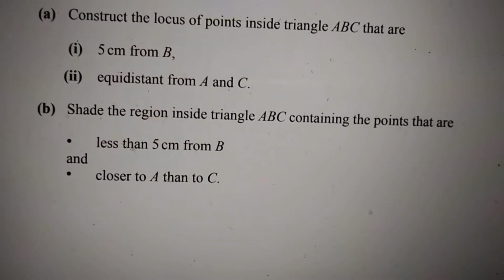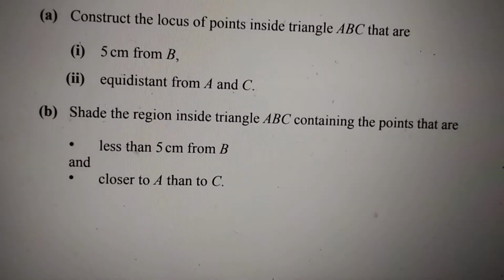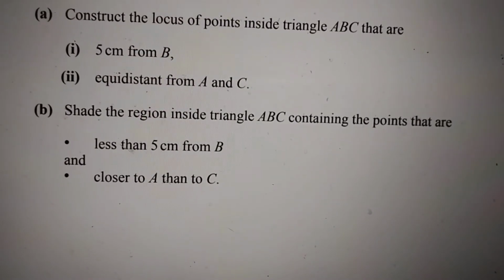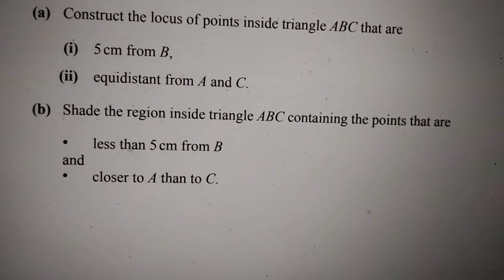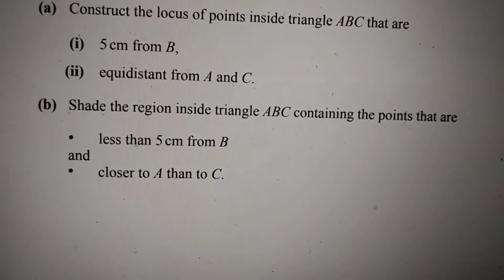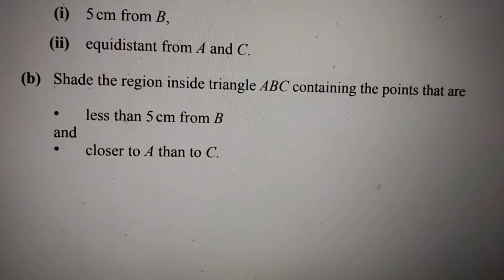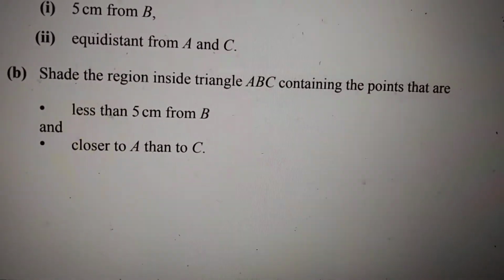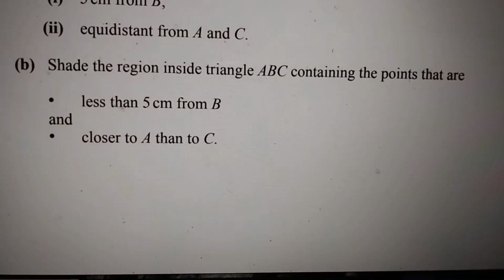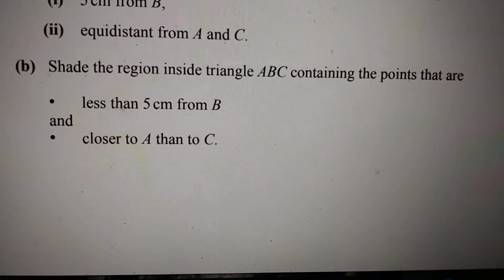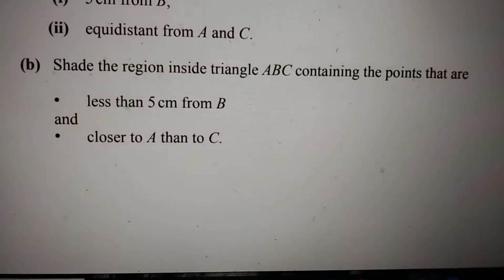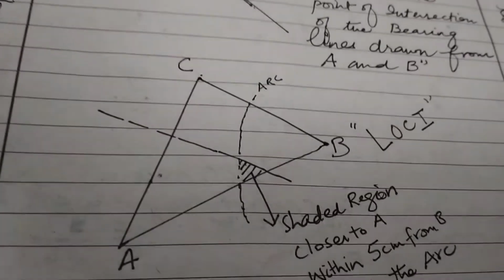And second is another case of loci: equidistant from A and C, two fixed points. So we have to draw the perpendicular bisector, which is sometimes called the line bisector, of AC. And then the shading part: shade the region inside triangle ABC containing the points that are less than 5 centimeters from B, meaning within the arc we will draw, and closer to A than to C, which is decided on the basis of the perpendicular bisector. Yeah, it's all drawn over here.